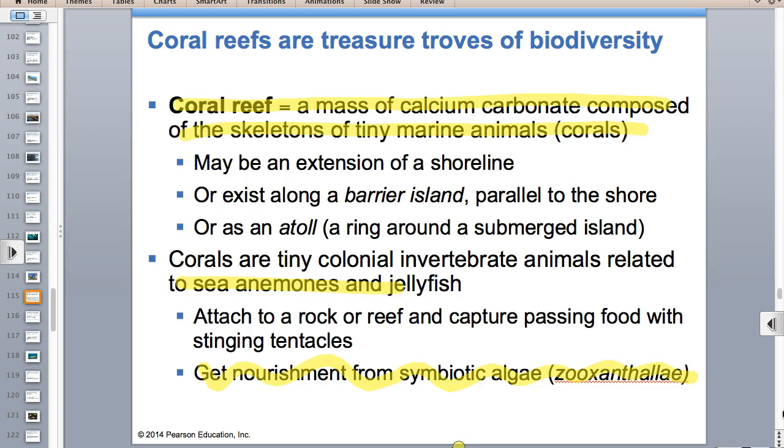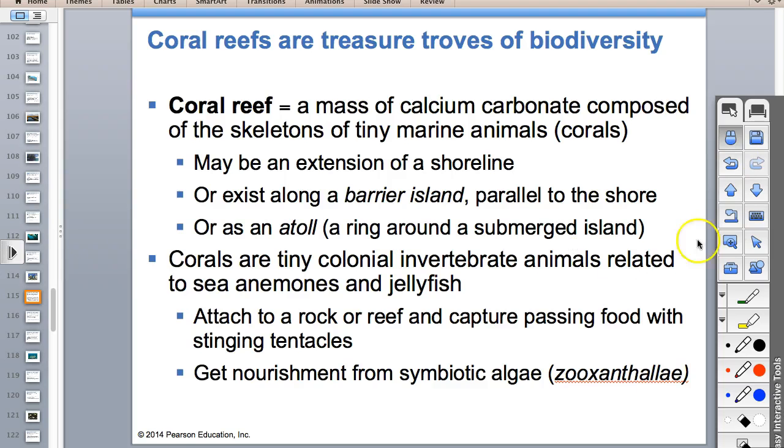But they capture passing food, and they also get a little bit of food from the algae that they're friends with. And so this is a mutualistic relationship. The zooxanthellae, there you go, that word, that's the algae they're friends with. The zooxanthellae get protection because they get a shell from the coral animal, and the coral gets a little bit of food from the zooxanthellae. So when the shells get dissolved because the ocean is acidic, then the algae dies because it doesn't have shelter, and then the coral dies. So coral bleaching is what occurs.